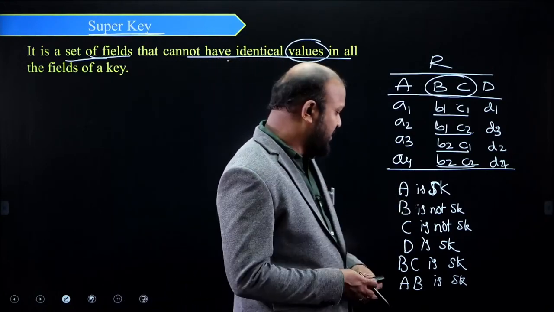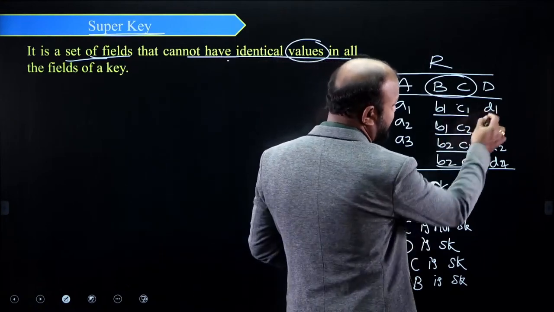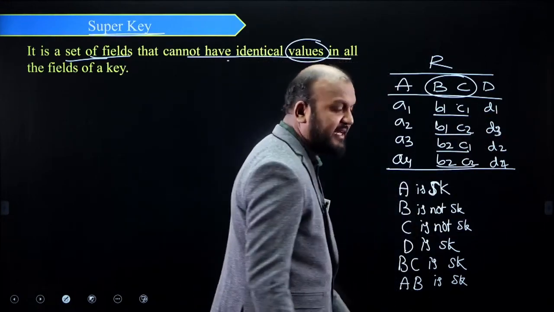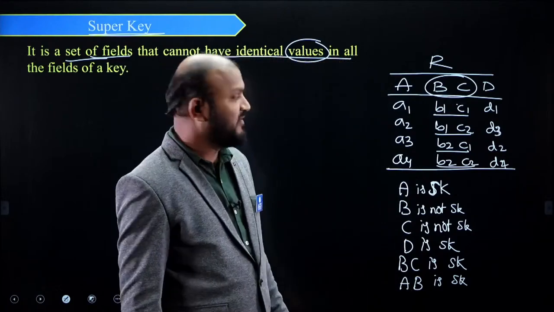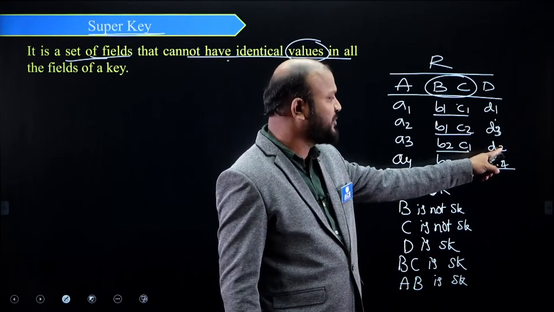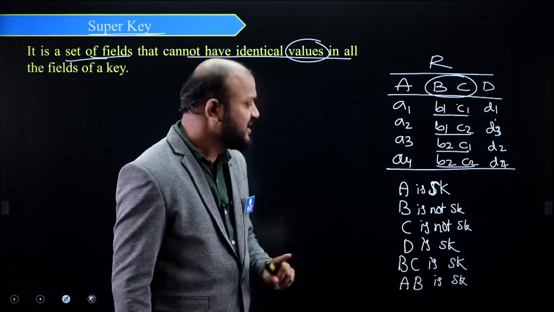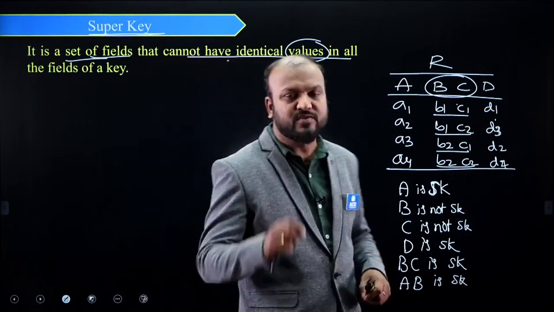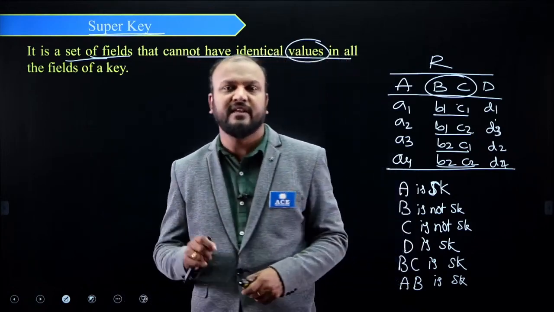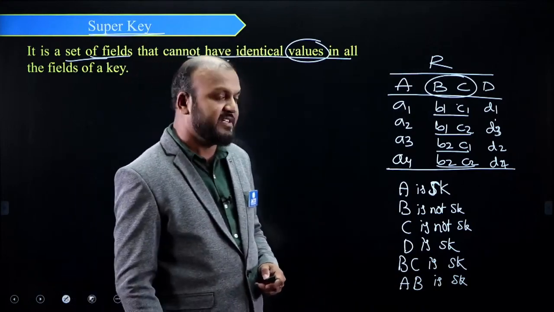Right? Okay. Look at this: suppose here C1 D1 is there and C1 D1 is there again. Can I call CD a super key? No. Why? Because if I say C1 D1 and again here C1 D1, then it is no longer a super key. So what a super key requires is that it should not have any identical values. Means no duplicates, only unique values should be present.